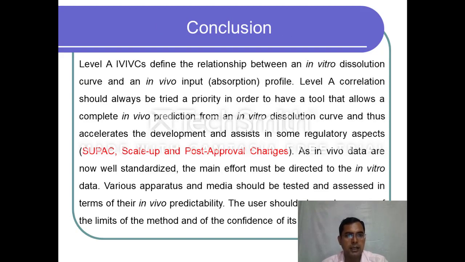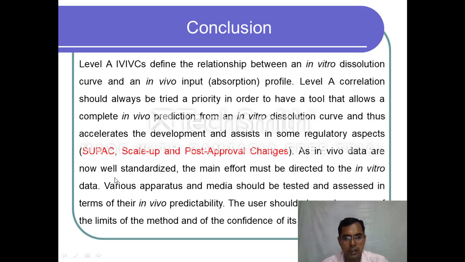So here the conclusion is that level A in vitro in vivo correlations define the relationship between an in vitro dissolution curve and in vivo input. Level A correlation should always be tried a priori in order to have a tool that allows a complete in vivo prediction from an in vitro dissolution curve and thus accelerate the development and assist in some regulatory aspects.